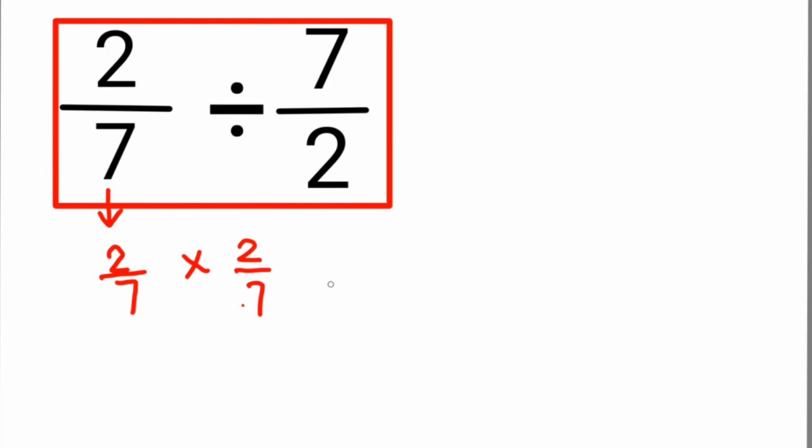Now there is no cancellation, so it is direct multiplication between 2 and 2. So 2 and 2 will be 4, and 7 times 7 will be equal to 49, which will be our answer.